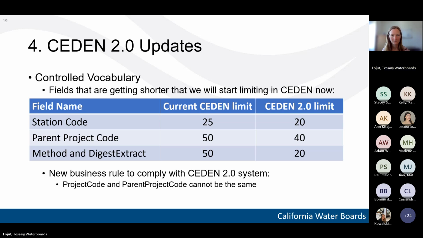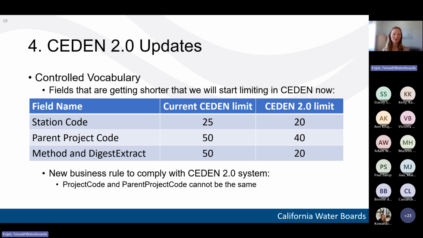Can you explain more about the project code and the parent project code? They have to be different. They can't be the same to each other. Oh, okay, great. Sorry, I was unclear. I just meant for a particular project, the project code for that project cannot be the exact same as the parent project code. Okay, that makes sense.